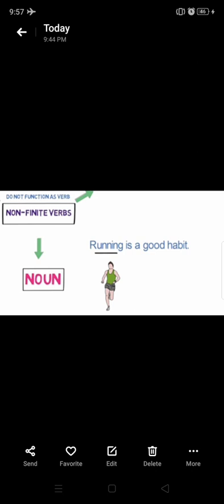Now in this sentence, running is a good habit. Here we know that the word running is a verb, but in this example, it is not acting like a verb, but it is acting like a subject. To find out a subject and an object, we have to ask the question what to the verb, right? So what is a good habit? Running is a good habit. So here running is a non-finite verb which is acting like a noun, which means the subject of the sentence.